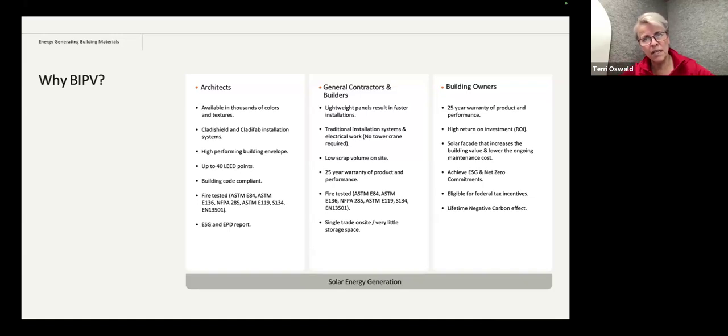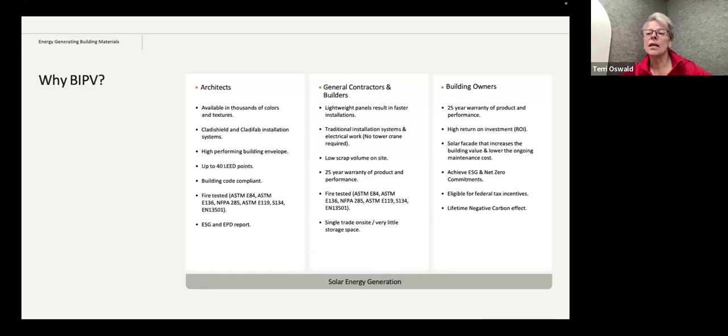GCs love to work with us because we're easy to work with, because our installation methods have been simplified. There's low scrap volume. The warranty is there. All of the testing is there as well. It's single trade on site. We're reducing the amount of trades on site, which makes for ease of installation.